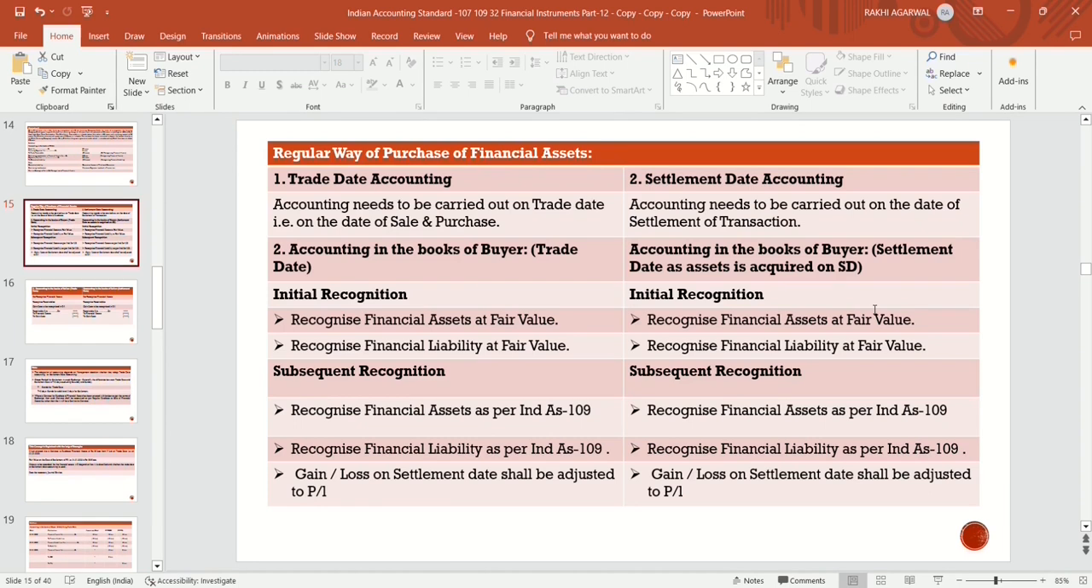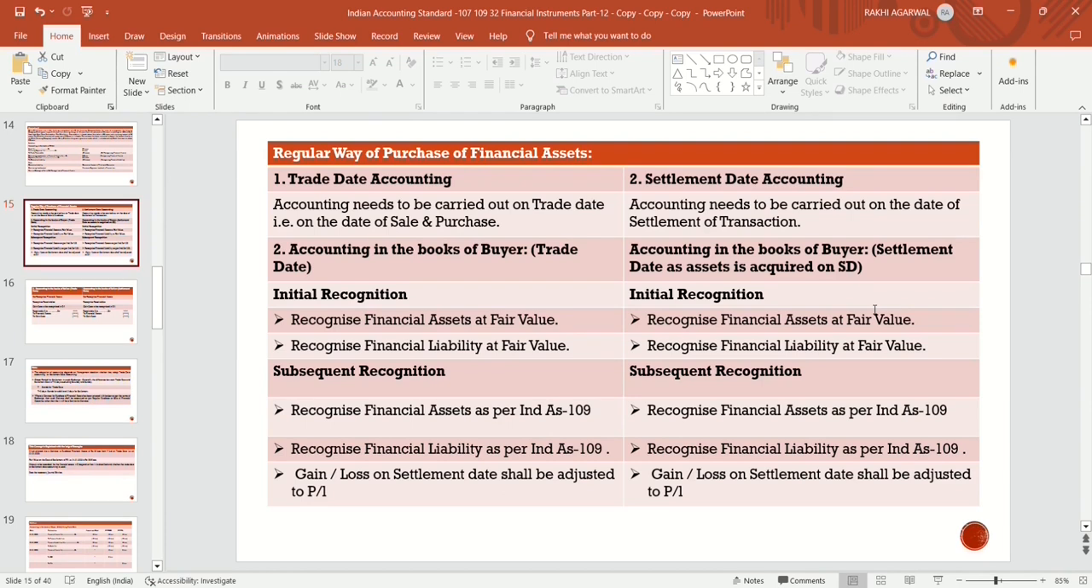So accounting needs to be carried out on the trade date, that is on the date when the person enters into a transaction, and settlement, that is when the person settles the transaction. That is, if the person enters into a transaction and the settlement happens on a future date, in that case how is accounting to be done, and on the trade date when the person enters into the transaction.